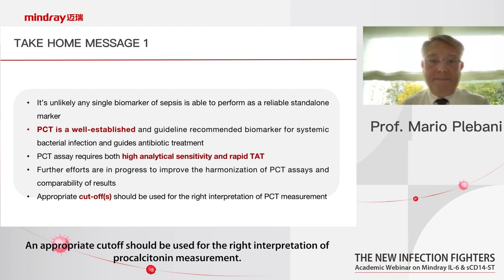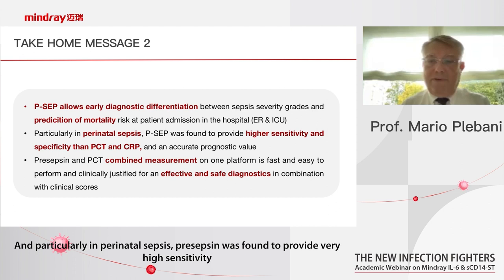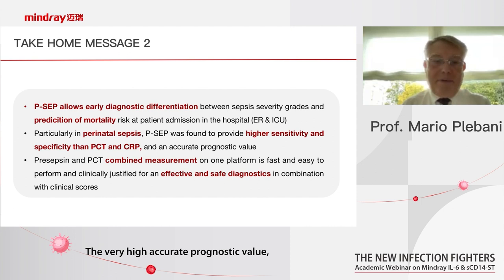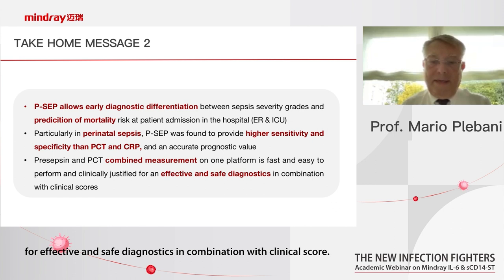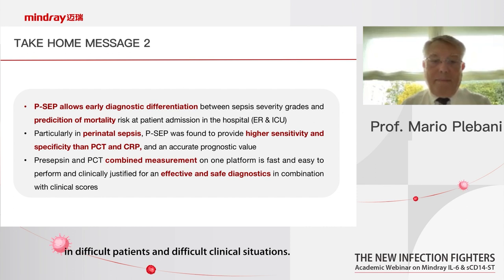Presepsin allows an early diagnostic differentiation of sepsis and the prediction of mortality, and particularly in perinatal sepsis, presepsin was found to provide very high sensitivity and specificity, higher than procalcitonin and eventually C-reactive protein, and a very accurate prognostic value. So presepsin and procalcitonin combined measurement on one platform is fast and easy to perform, clinically justified for an effective and safe diagnostic in combination with clinical score. Interleukin-6 measurement should be added, particularly to better understand the differential diagnosis in difficult patients and difficult clinical situations.